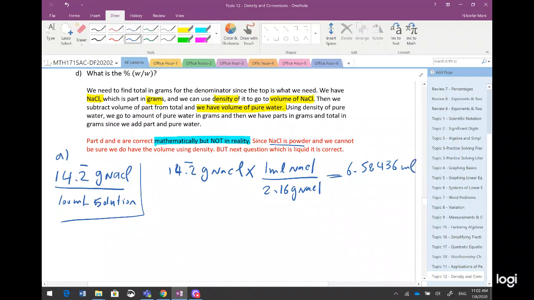So remember, I don't round and use the rounded answer. No, I use the whole number that I see. So I keep it in my calculator. Okay, so this is milliliter, this is milliliter NaCl.